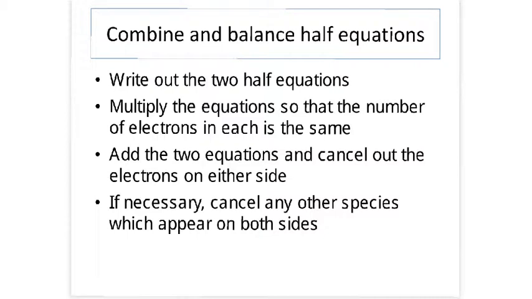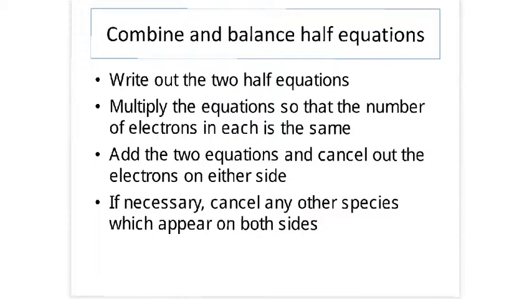You then need to multiply the equations so the number of electrons in each equation is the same. You then add the 2 equations, and when you do this you cancel out the electrons on either side, which you should be able to do because in the second step you've made sure you've got the number of electrons being the same. Then if necessary cancel any other species which appear on both sides. The most common example of that is you might have water on both sides, or possibly H+.